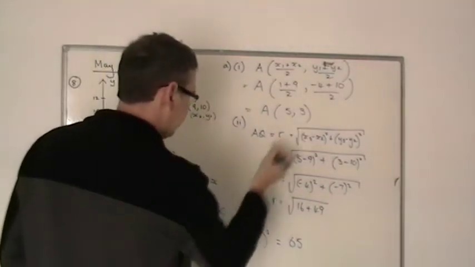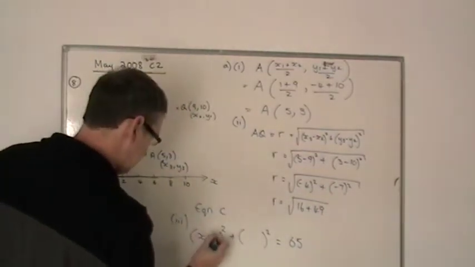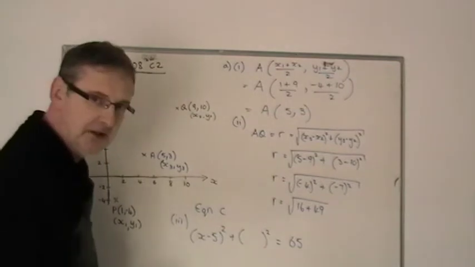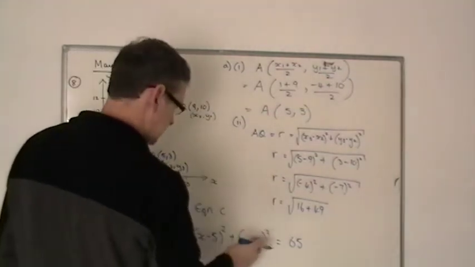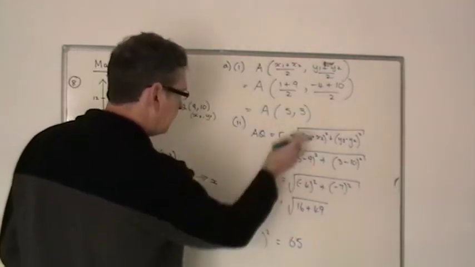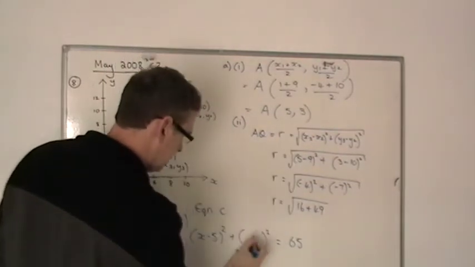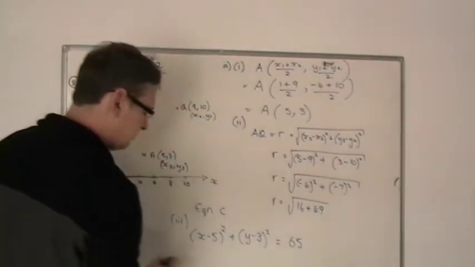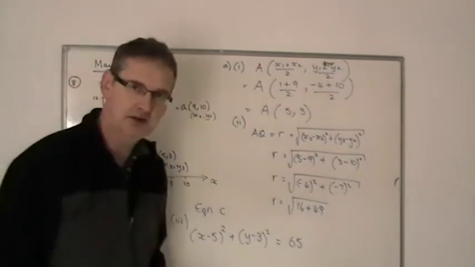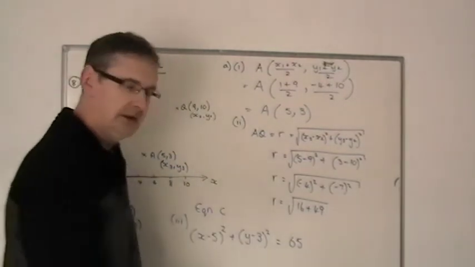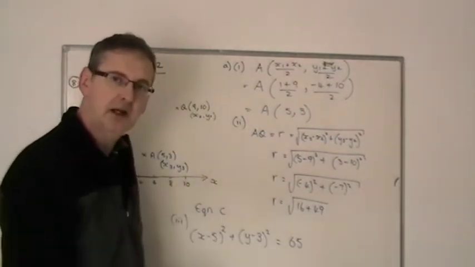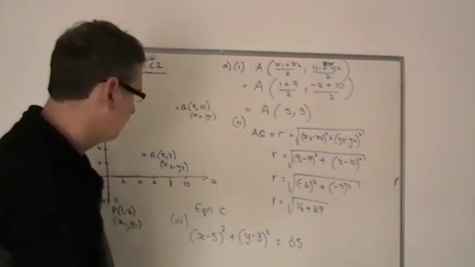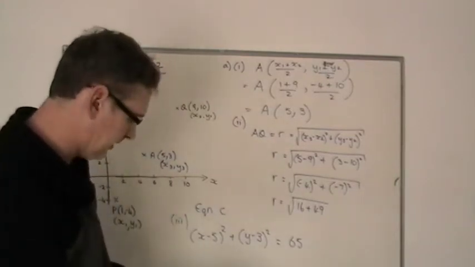If the centre is 5, 3, then the first bracket will simply be x minus 5, and if the second bracket needs to be found, look at the 3 there for the y coordinate. It's going to be y minus 3. And there you go. There's the equation of the circle. It's fine to leave it in the bracket notation. You don't expand it out. Leave it like that. Okay, that's part A done with 4 marks.